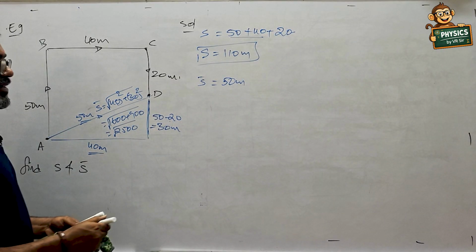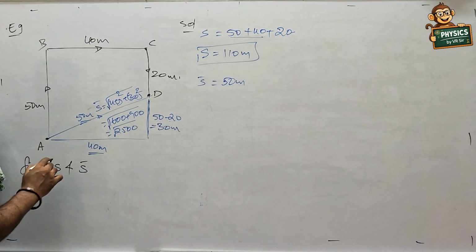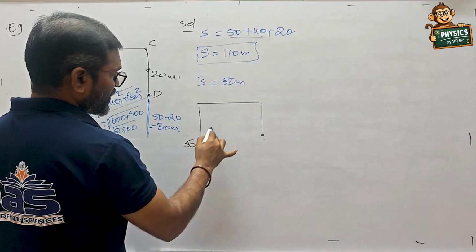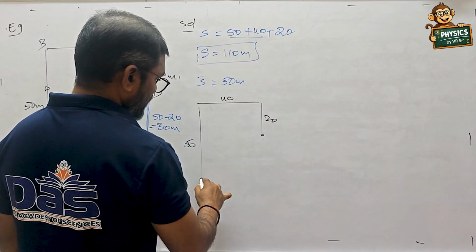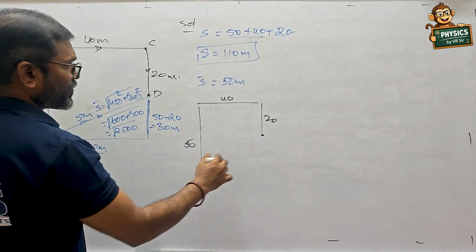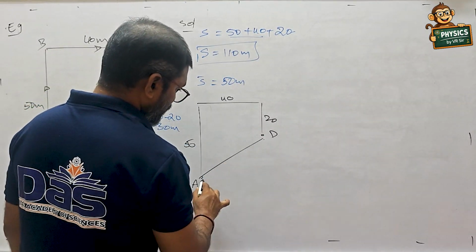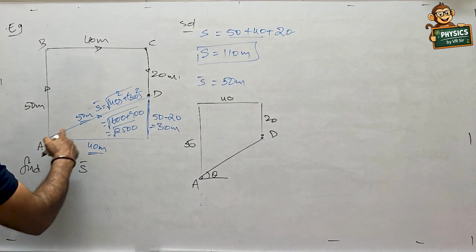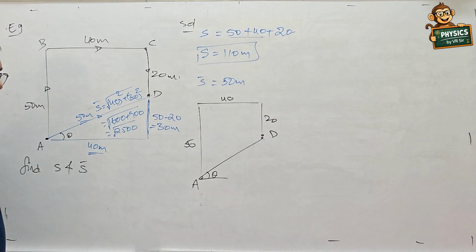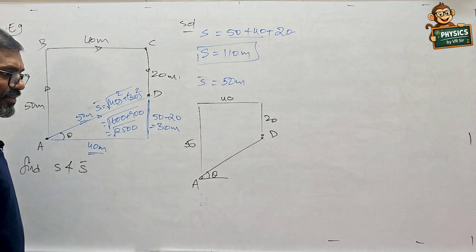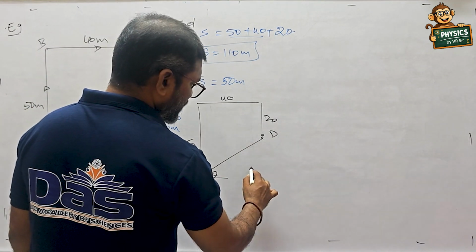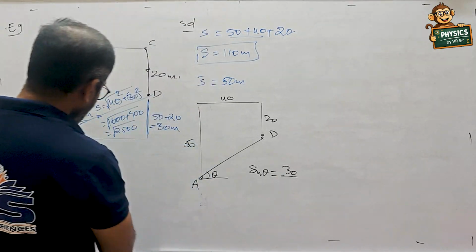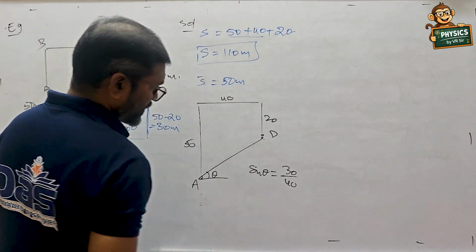For example, if they extend the question, what is that extension? This is 50, this is 40, this is 20, and the journey is from A to D. Now they ask us, what could be this angle? This is a triangle, and this is angle theta. Now let's take opposite side and adjacent side. We can call sine theta, opposite side 30 meters upon adjacent side 40 meters, isn't it?